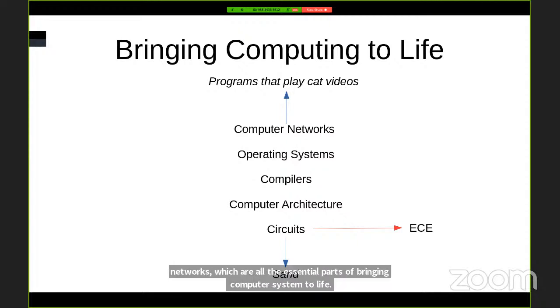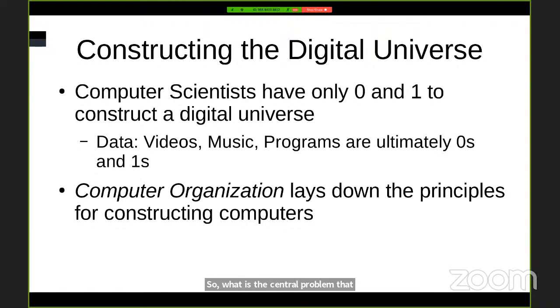So what is the central problem that computer systems people try to solve? Well, they're trying to construct a digital universe. And what is the problem there? Well, all we have are zeros and ones. That's bits. Okay, and from those bits, we must construct everything. Data from videos to music to programs to cat videos, everything is ultimately zeros and ones. And computer organization is the part of computer science that lays down the principles for constructing computers out of zeros and ones. We begin with that.